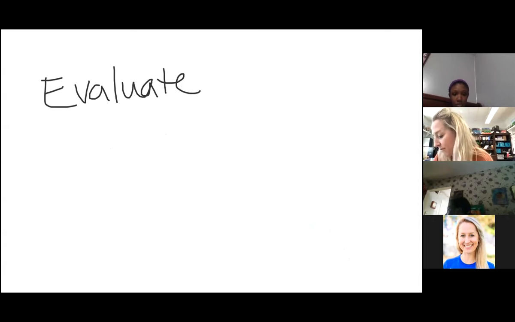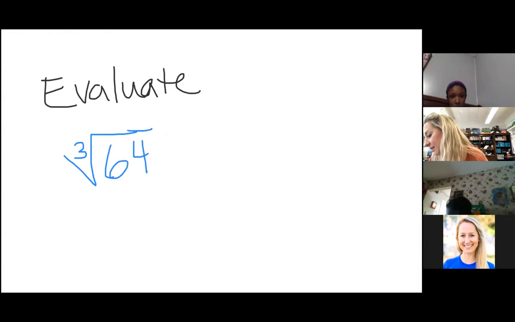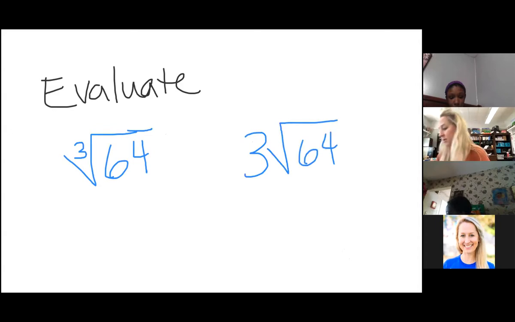What if I had cube root of 64? And then what if I had this? Let me make that a little bit bigger. These might look the same to some of you, but these are actually different.